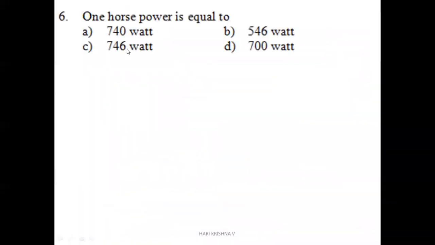So next we move on to the next question. 1 horsepower is equal to... 1 horsepower is a well-known value: 746 watt. There is one more thing, donkey power. Donkey power is nothing but 240. 1/3 of horsepower we call donkey power. State board students know this very well, right?